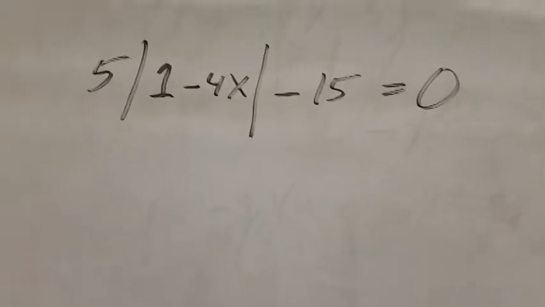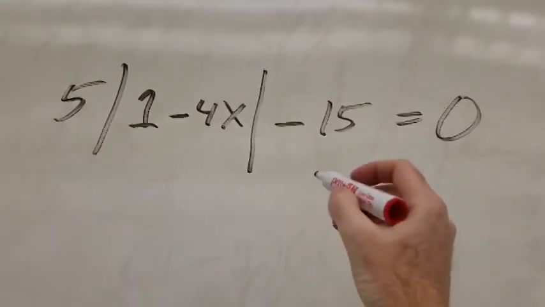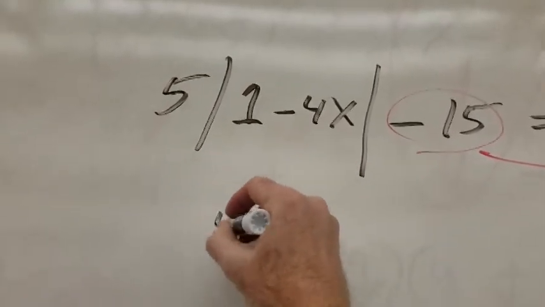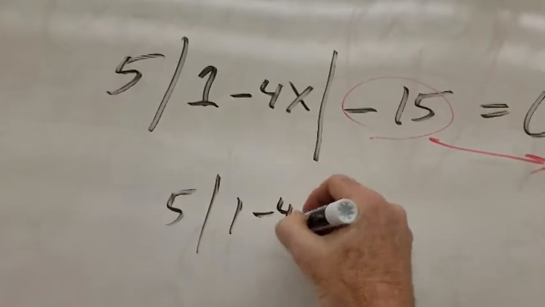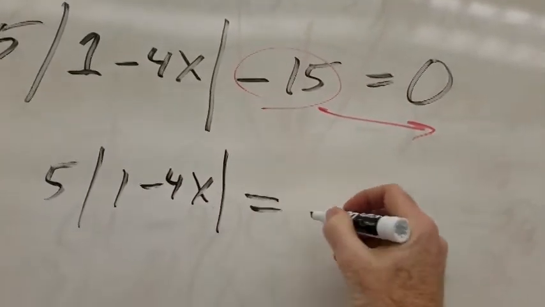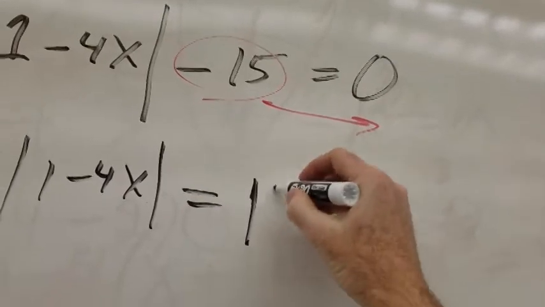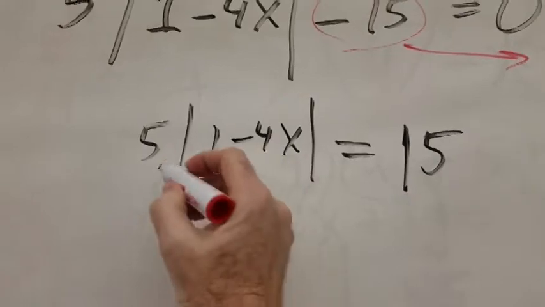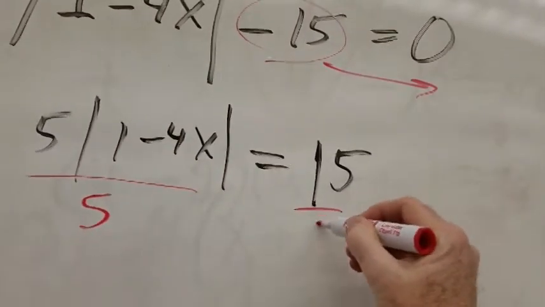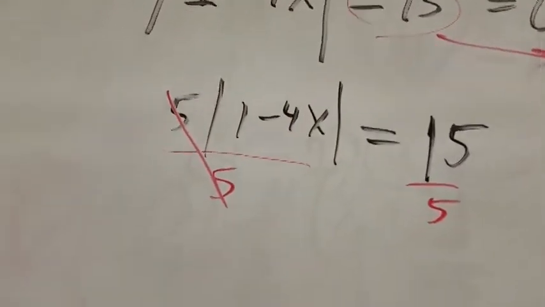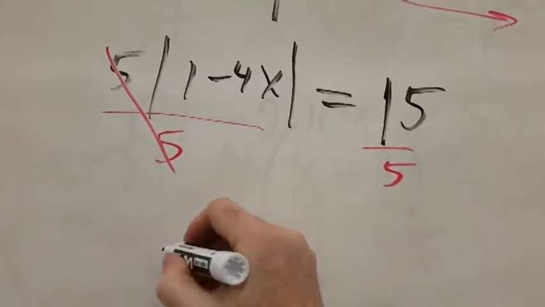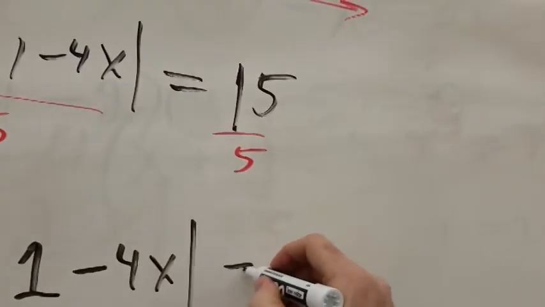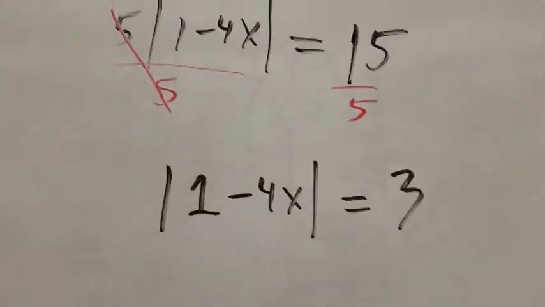Now let's work one that's a little bit more involved. Well, first let's move this 15 to the other side by addition. So 5 absolute value of 1 minus 4x is equal to, so plus 15 because you moved it over to the other side. Now let's divide out the 5 from both sides to make it go away from there. So you have the absolute value all by itself of 1 minus 4x is equal to 3.